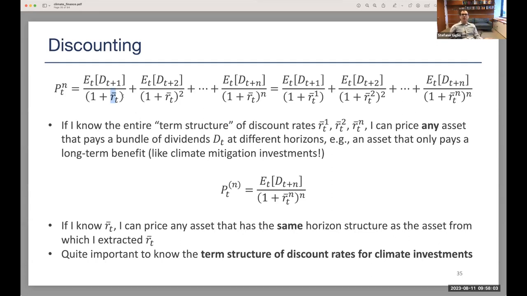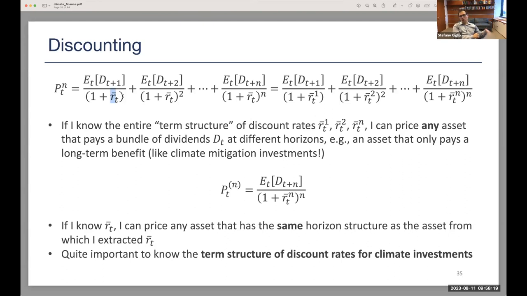Okay? So why I think this is important is because many climate mitigation investments tend to be quite different in terms of their maturity structure than the investments we typically have, right? The stock market has a certain duration, right? The stock market pays dividends every period.